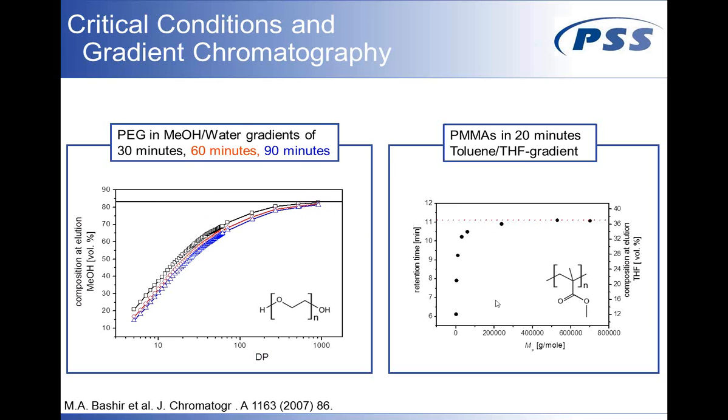So apparently the critical conditions are identical to the conditions where my high molar mass polymer is eluting in a gradient. The same is shown here for PMMAs. Again, if we increase the molar mass, we rapidly end up at a constant elution volume, and this constant elution volume is identical to the critical composition, which is shown here in dotted lines, that we have determined offline by isocratic experiments. So gradient chromatography is related to critical conditions.